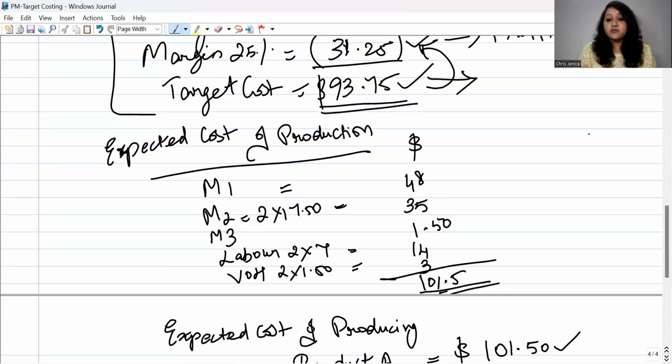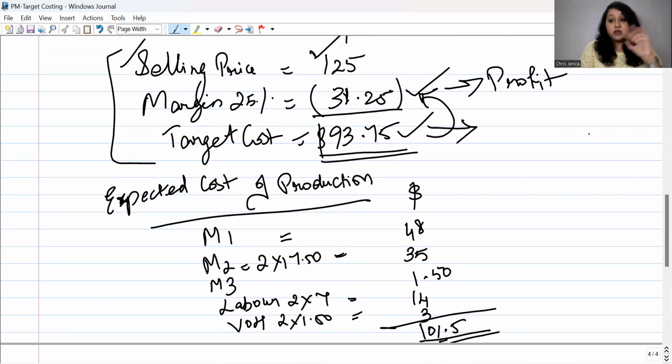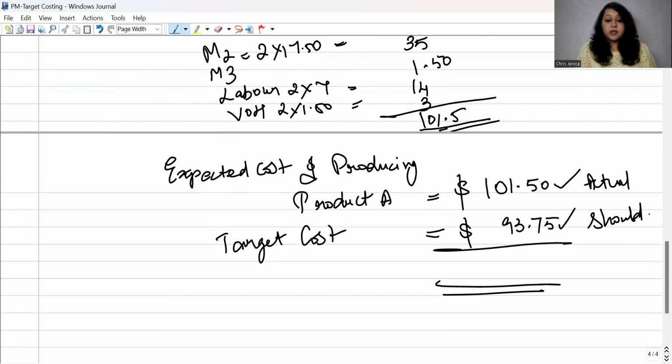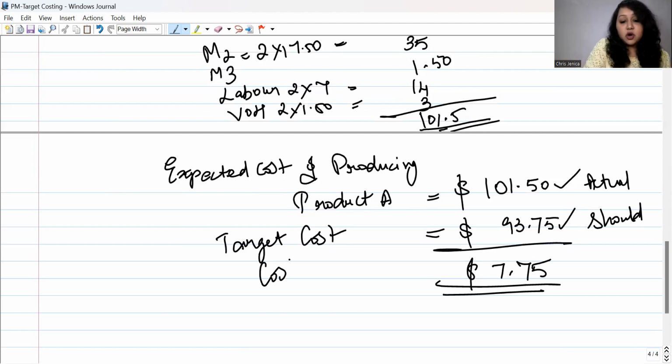But as per the market conditions, if I'm going to set my selling price as 125 and to have a profit margin at 25%, I should actually incur only 93.75 total cost in order to produce product A. But how much am I actually incurring? I'm actually incurring 101.5. But how much should I incur? I should incur only 93.75 in order to get 25% of margin. So now what is the difference between my expected cost of producing product A and the target cost? 101.5 minus 93.75 is going to be $7.75. So this is your cost gap.